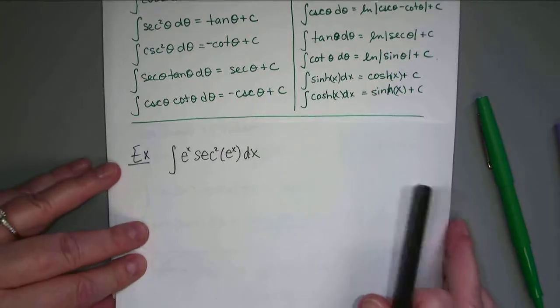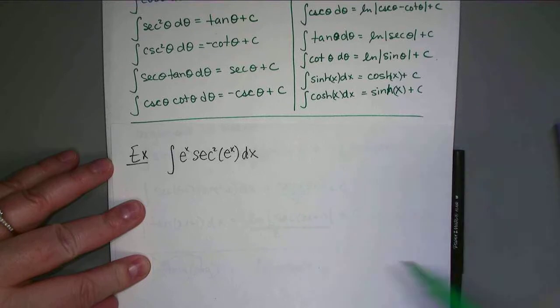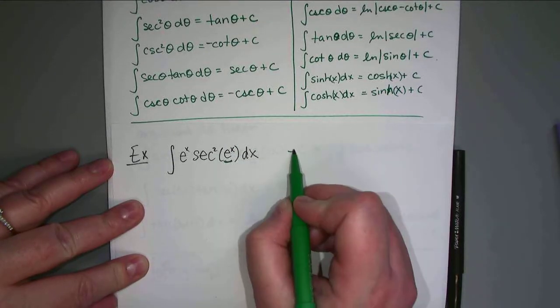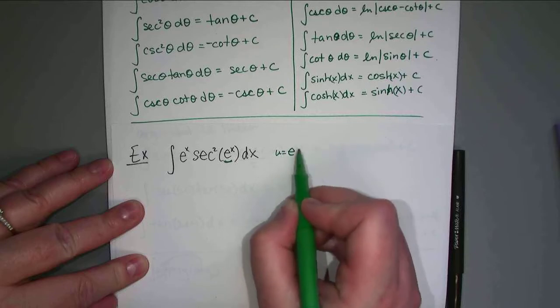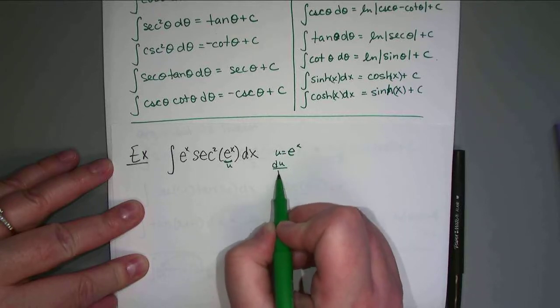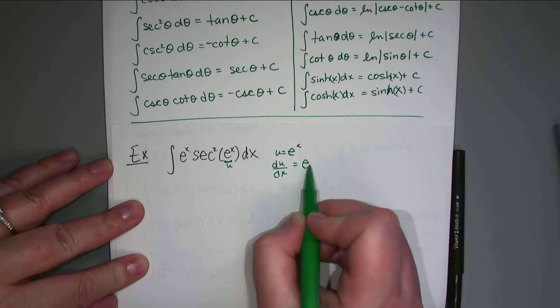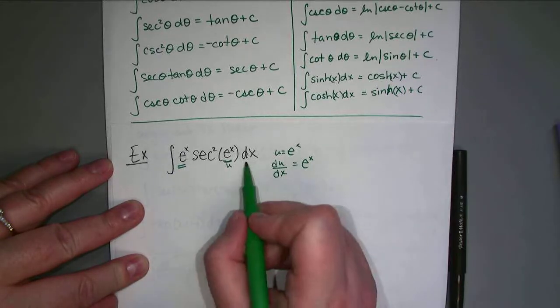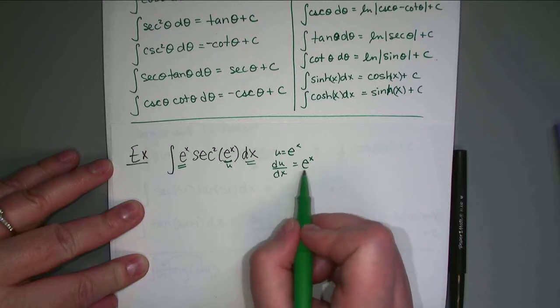A lot of times you'll see something like this. So there's a secant squared of e to the x. We would call the argument the part we're calling u. That's this part. The derivative of that is also e to the x, and that's why there's another e to the x out front, because the derivative also has an e to the x.